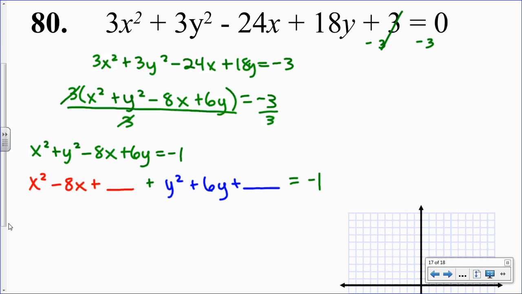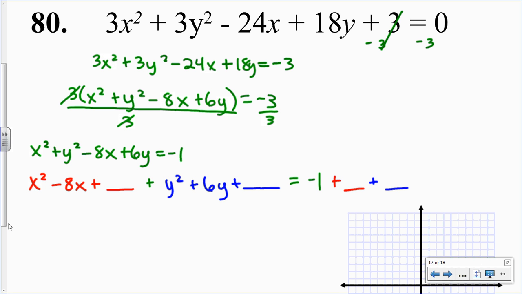The green is what hasn't changed. If I add something to the left for x, I have to add that to the right as well to keep it balanced. If I add something to the left for y, I have to add that to the right as well. Okay, so let's complete the square on x.